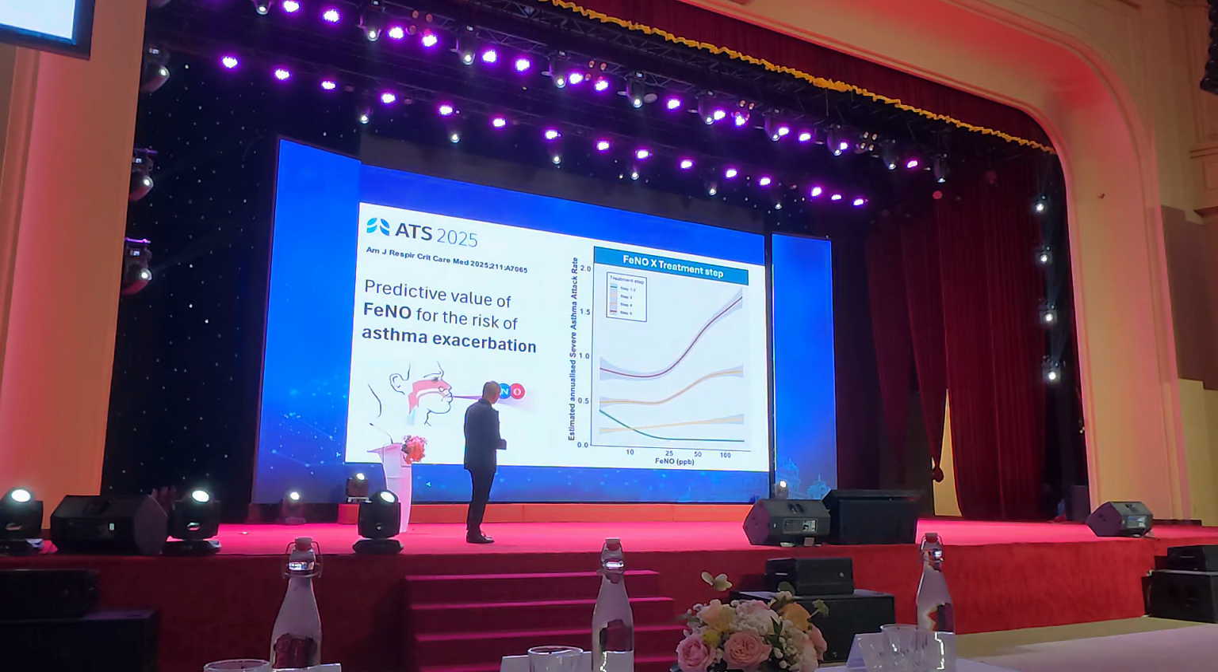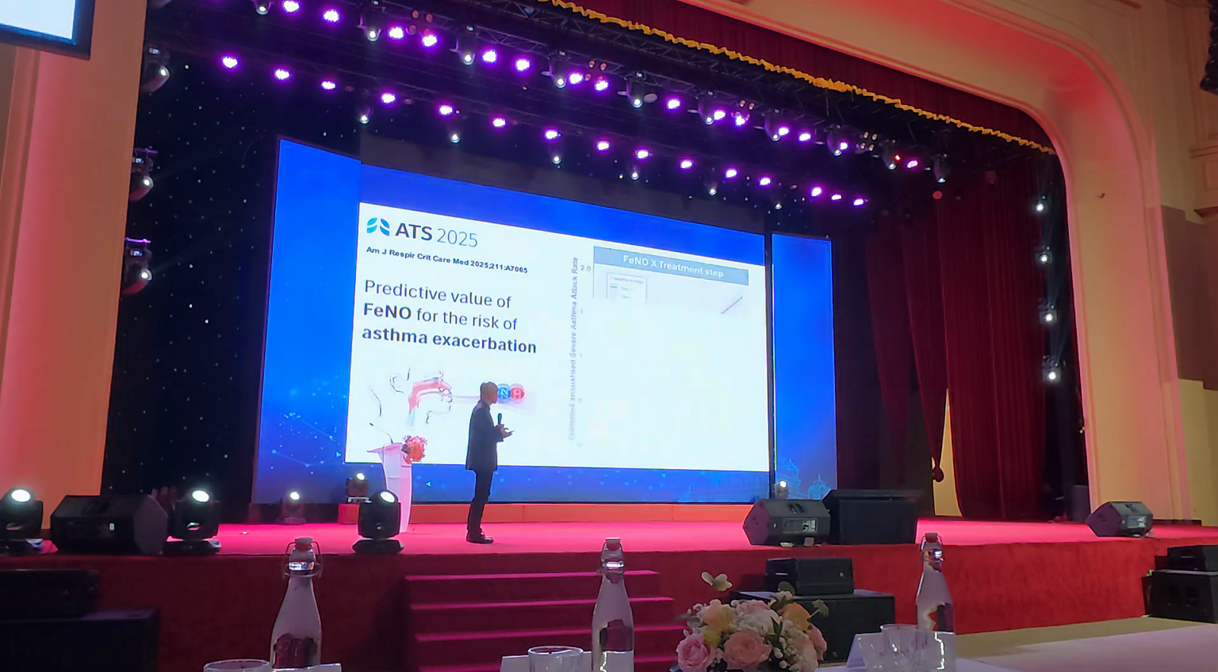However, if you are in the most severe group, that is to say, in the step 5 group, in that group in red, when you change from 25 to 50, you have almost significantly increased the risk of having exacerbation, and the higher the FeNO, the worse the situation will be. So, looking at the clinical symptoms is important.